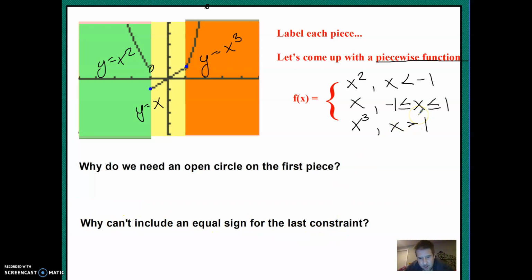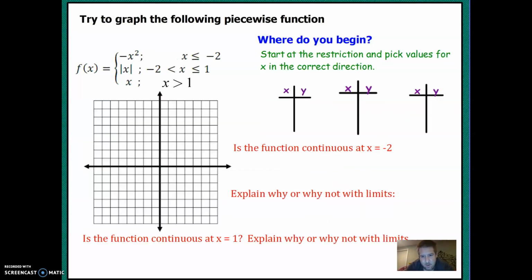Actually, as I think I already mentioned earlier, it can be done that way. You just only want to have it on one or the other. Try to graph the following piecewise functions. Where do you begin? Okay, so start by, we're going to use a function table for this.